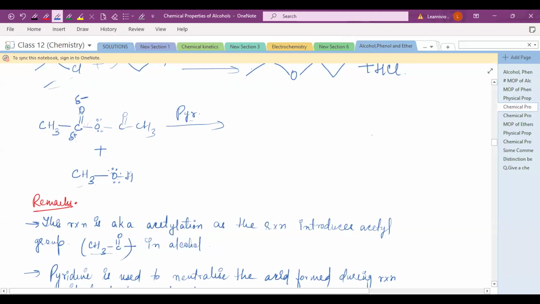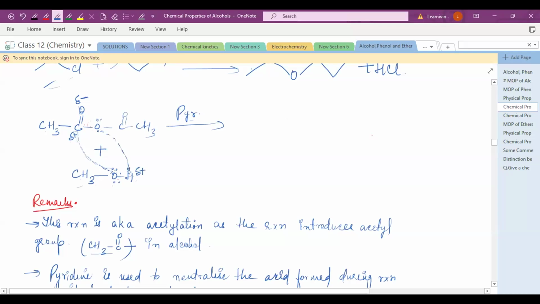So what happens? This oxygen has a lone pair, right? So this lone pair will approach this positive carbon. And again, in the oxygen and hydrogen bond, the hydrogen is more electropositive and the oxygen is more electronegative. So the oxygen will acquire negative charge and this hydrogen will acquire partial positive charge. So again this oxygen will approach this hydrogen.